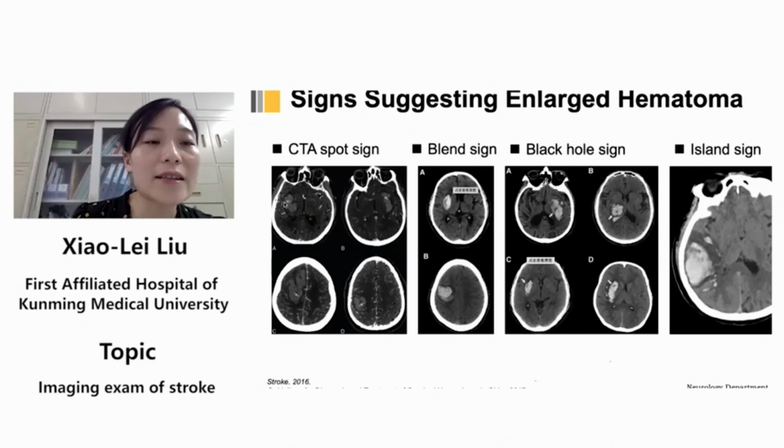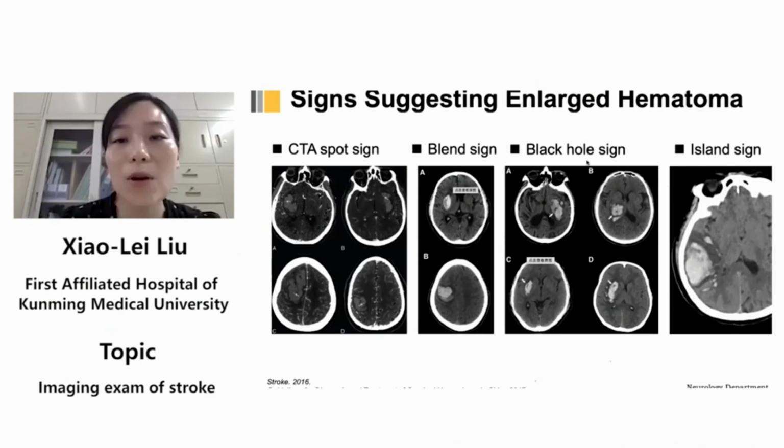We can see in the CTA some contrasted, more dense parts here. The spot sign here, here, and here. And in a normal CT scan, we can see the blend sign. Here is with a high density, but here is with a lower density, in contrast to the higher part.